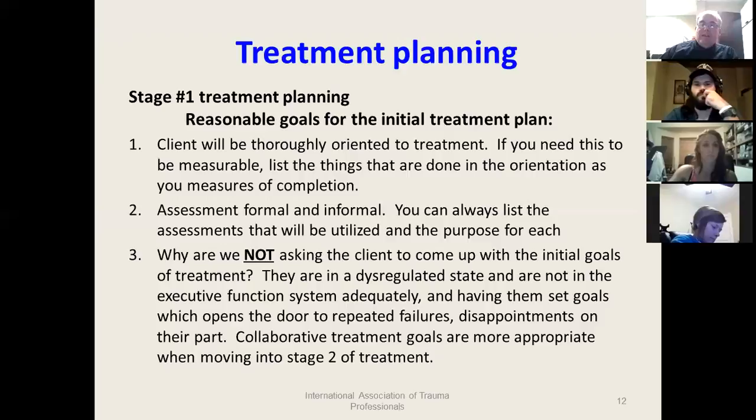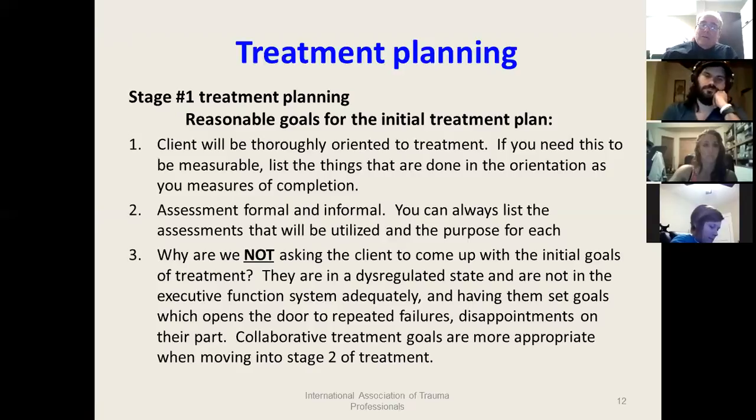How many of you have done this? You have asked them what their goals are, you've made suggestion after suggestion, and what they do is say, oh yeah, that's the one I want. Well, that's not really very useful, and it's not really collaborative. They aren't in the capacity to be collaborative with you truly. So what we suggest is what are reasonable goals for the initial treatment plan are these.